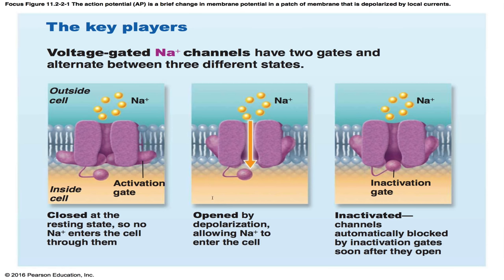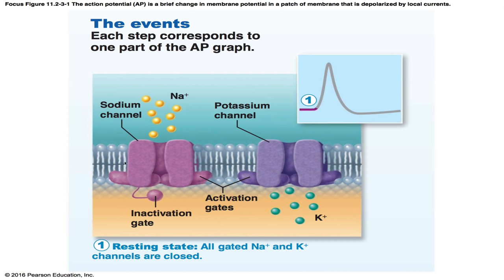Now, in the second part, when depolarization occurs, these activation gates open, and the sodium ions enter the cell. When this happens, the inactivation gate doesn't close immediately, but slightly after the influx of sodium, it is going to close off this gate, blocking further sodium from entering the cell. So this image is showing you what's happening at number one, and this represents what you see on the graph as number one as well. At the resting state, both sodium and potassium voltage-gated channels are closed. So potassium is not able to exit the cell and sodium is not able to enter the cell.